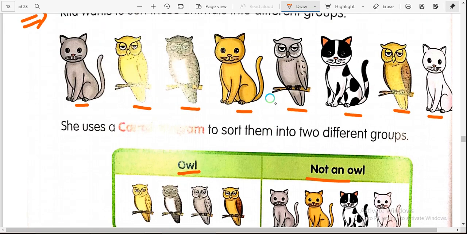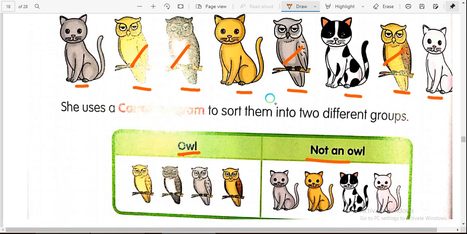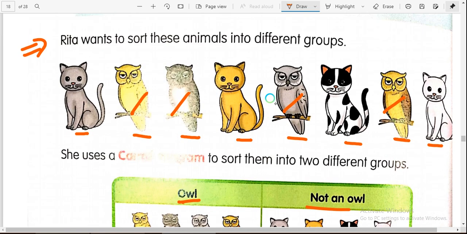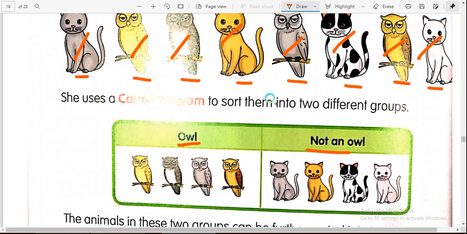So how many owls here? 1, 2, 3, and 4. We have 4 owls here. How many animals here? Not an owl. 1, 2, 3, and 4. We have 4, not an owl.